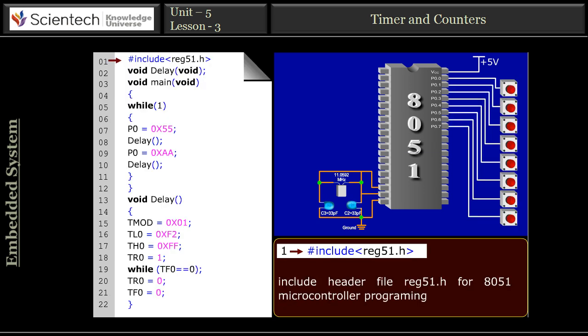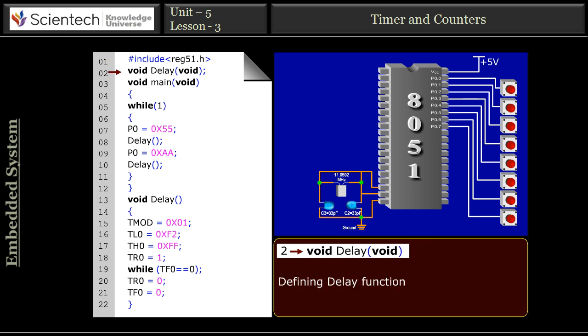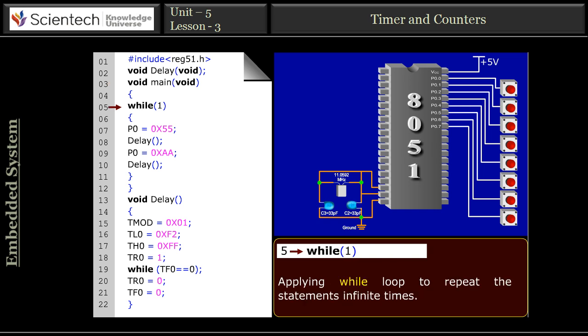Now we discuss one more program, to toggle all the bits of port 0. We see the program in the animation. First is hash include reg51.h, which is a header file. Void delay defines the delay function. Void main is the main function, after which execution starts. While 1 is used for looping purposes. If we want to do any process for infinite time, then we use the while 1 keyword.